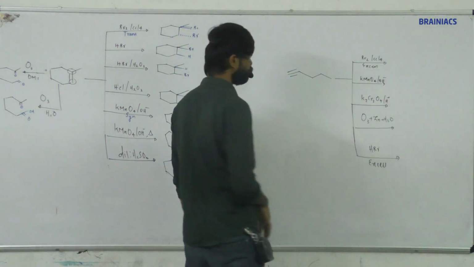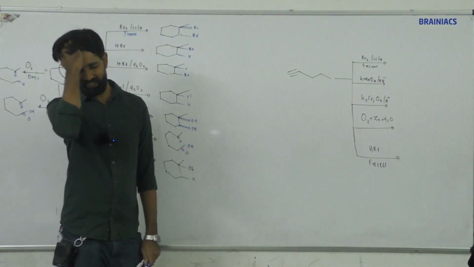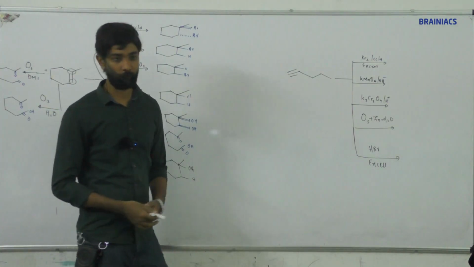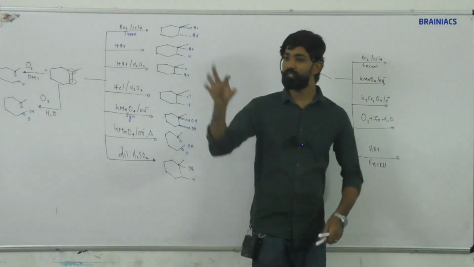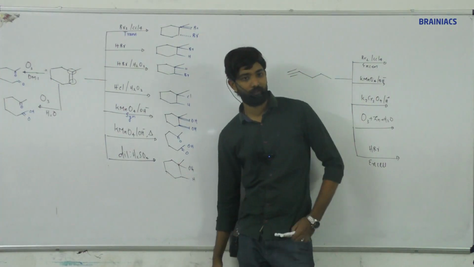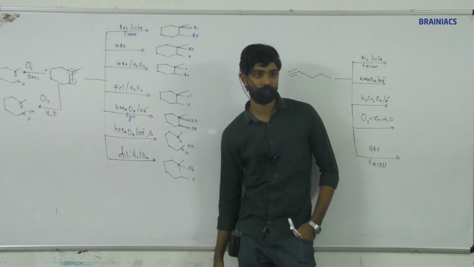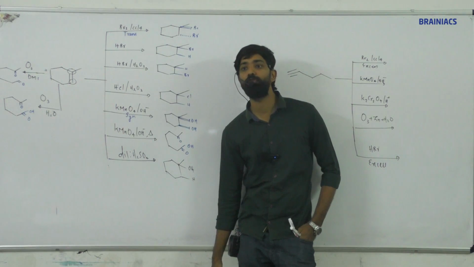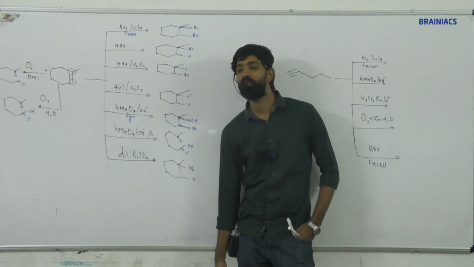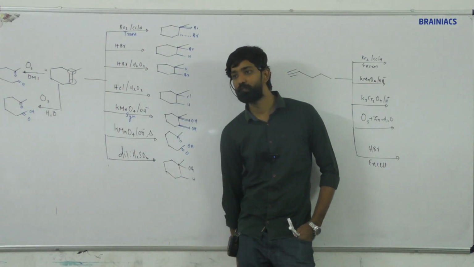These are the reactions of alkyne. Cyclic alkyne is rare, rare because it is highly unstable. In a cycle, if there is a triple bond, what will be the hybridization? The hybridization of a triple bond carbon is sp, right?